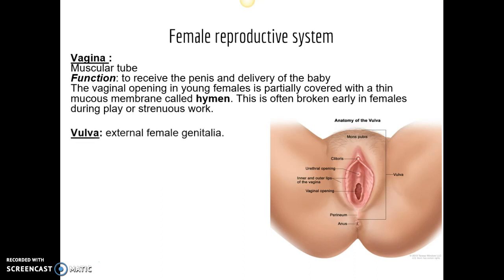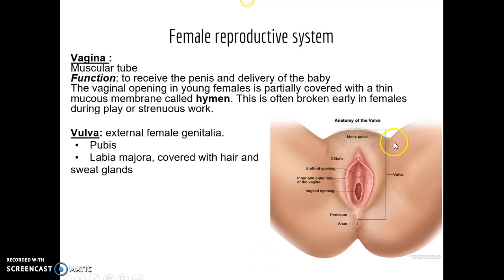The vulva is all the external female genitalia. It involves the pubis here. Okay, this is the pubis. The labia majora is covered with hair that protects, and this part of the vulva has an importance. Careful with the trends in getting complete epilation. The hairs have a very high importance in this area because they protect from pathogens entering this very, very sensitive area.